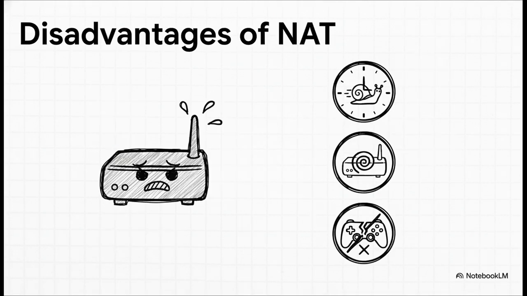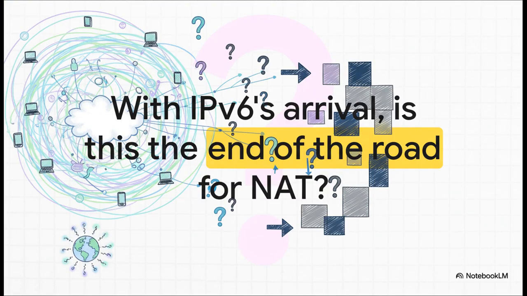But hey, nothing's perfect, right? All that translating work can add a tiny bit of delay, what we call latency, and your router needs to use some of its brainpower, its memory and processor, to keep that logbook straight. And for some specific things like online gaming or certain file-sharing apps, NAT can sometimes get in the way and cause connection issues.